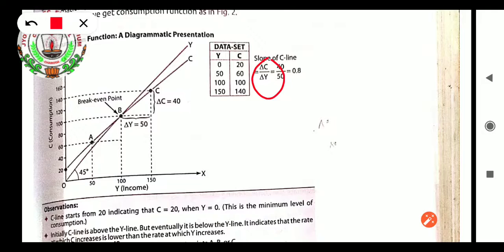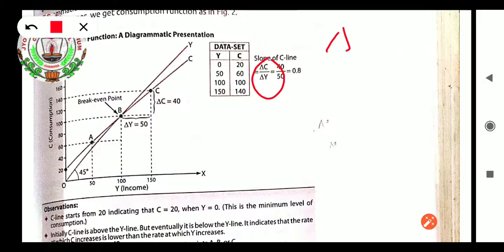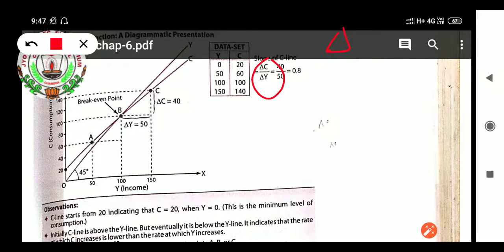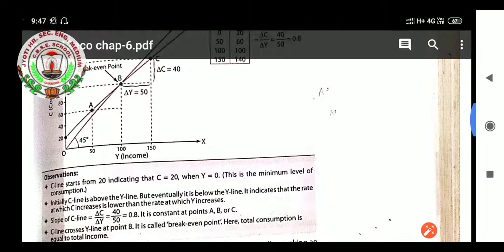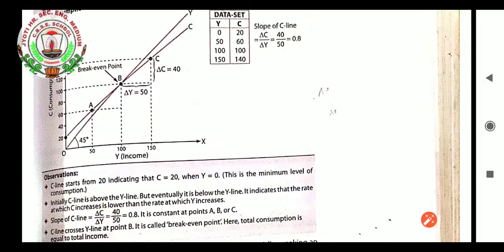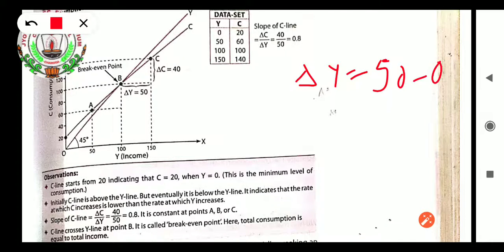Now here, see students, 40 and 50 is shown. In the tabular data, I can show you how the change in Y has been calculated. As the income was 0 first and now it will become 50, so change in Y, we can see, 50 minus 0 equals 50.